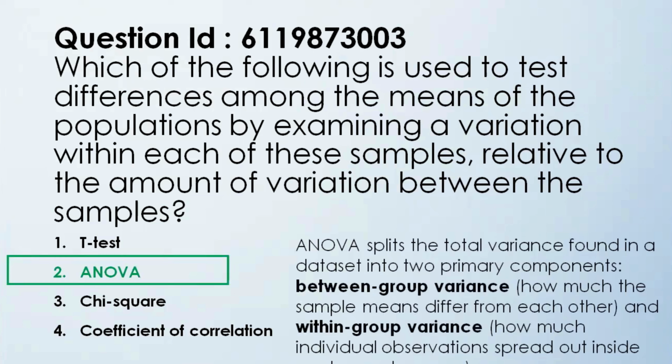And it is indeed ANOVA, which tests between group variance and within group variance. Okay, t-test also measures the differences between the groups, but it does not take into account the variance from that perspective as ANOVA does. And of course, chi-square and coefficient of correlation do not test the differences in the means of the population. So I hope you have understood why ANOVA is the correct answer for this question. Let's move on to the next question.